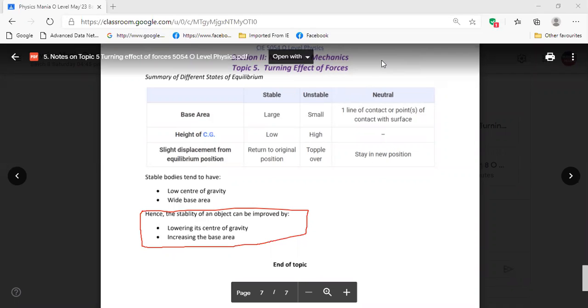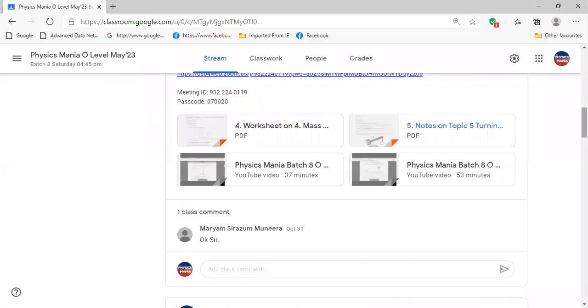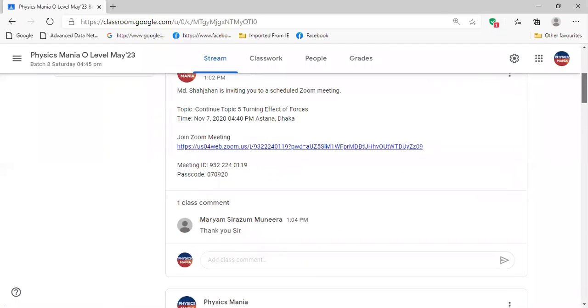So this topic is done. Now we are having the worksheet on this topic today.